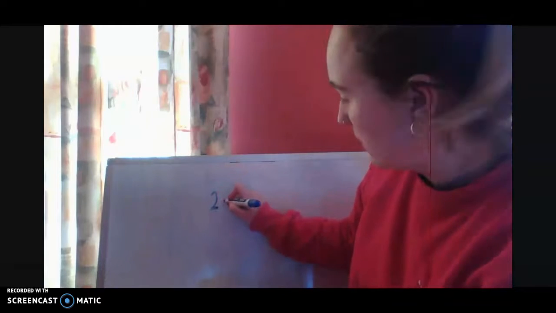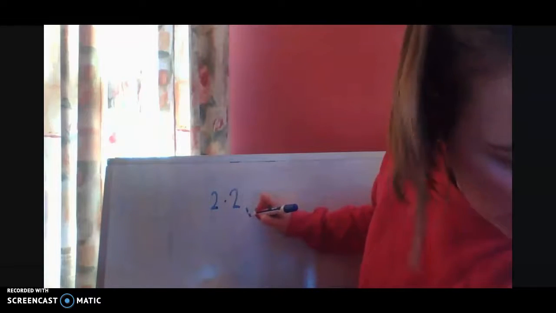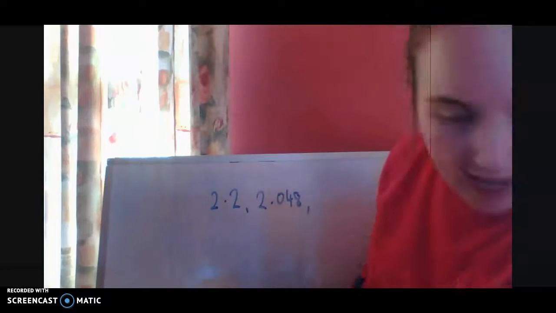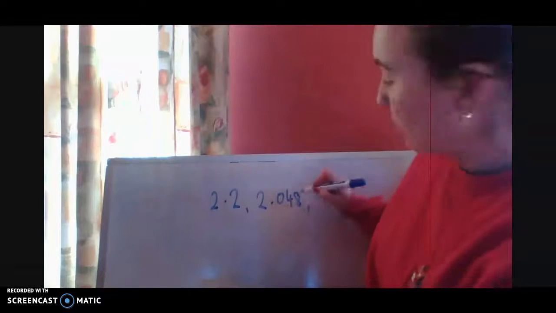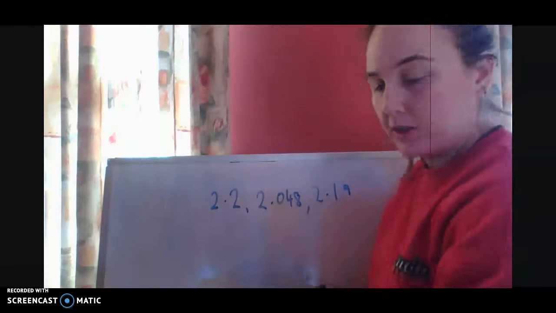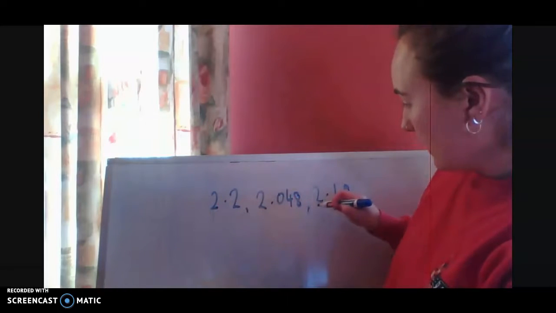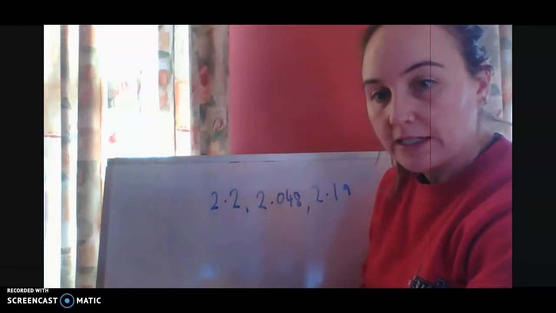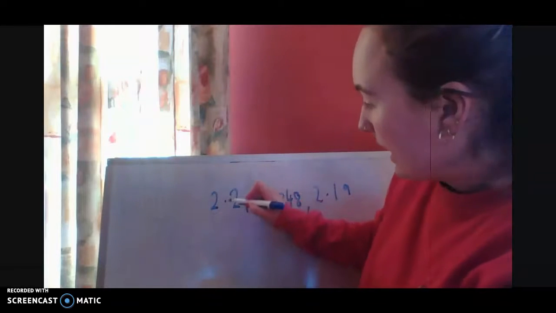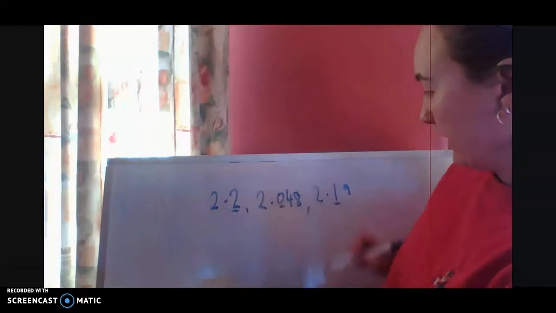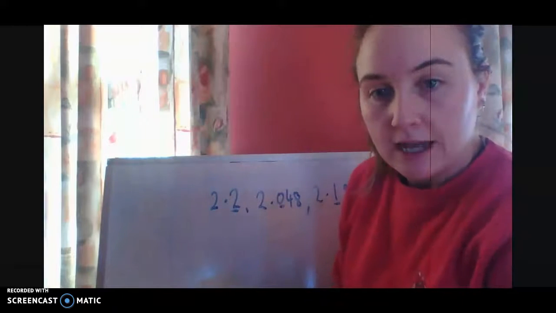2.2, 2.048, and 2.19. Okay, so first you look at the whole numbers, the units, but they are all the same. So we need to look at the next number after the decimal point, your tenths, to put them in order of the biggest. So that's how you check that.